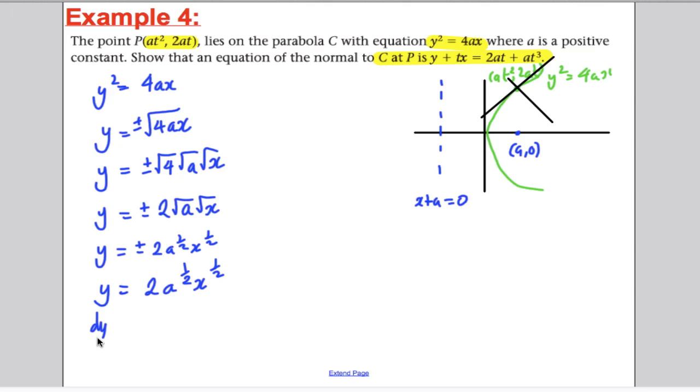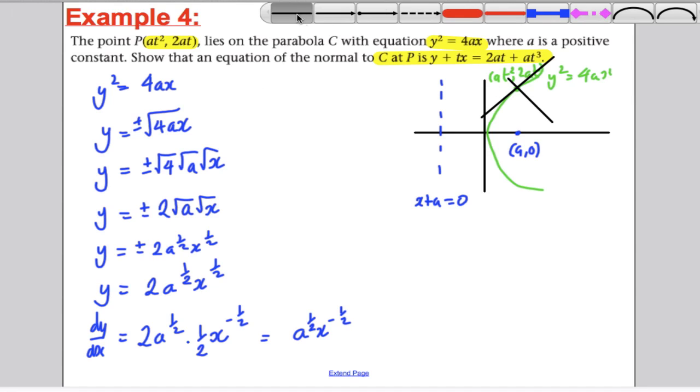So what's dy by dx then? We're differentiating with respect to x. 2a to the half is just a constant, okay? And differentiate this, bring down the half, reduce the power by 1. Okay, so just tidying that up, dy by dx therefore would be a to the half x to the negative half.